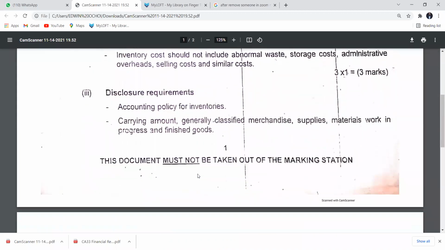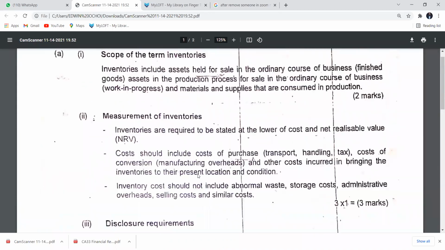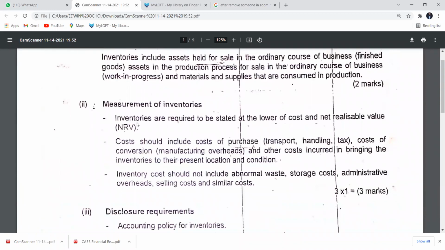For disclosure requirements, you can read more. But now my main focus is on this measurement.